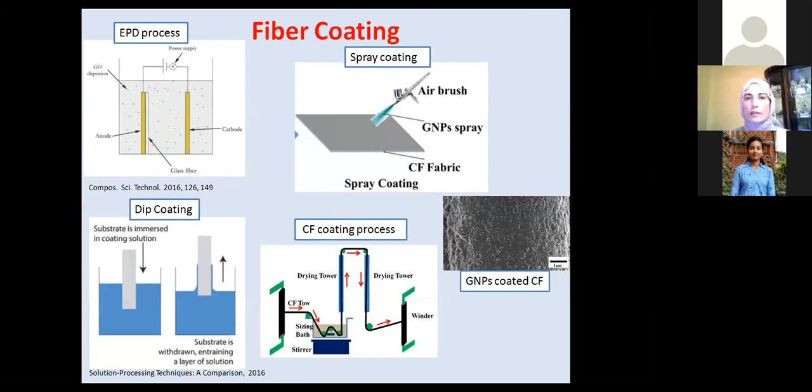Other techniques to improve the conductivity of carbon-based or glass fiber-based composite materials are coating the surface of the layers, carbon layers, or coating the single fiber surfaces with conductive materials. These are electrophoretic deposition, dip coating, carbon fiber coating processes, or spray coating, which we use in some of our experiments. The carbon fiber after coating with graphene can be seen in these SEM images.